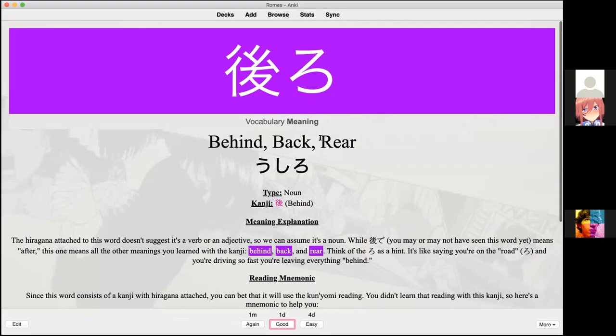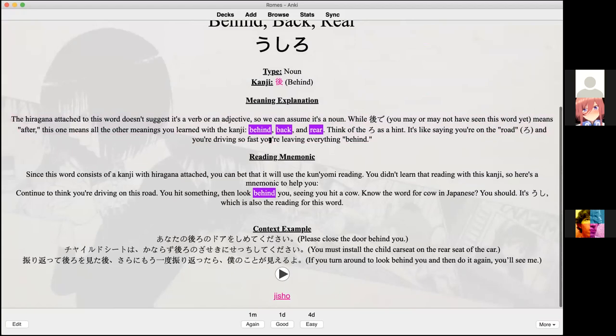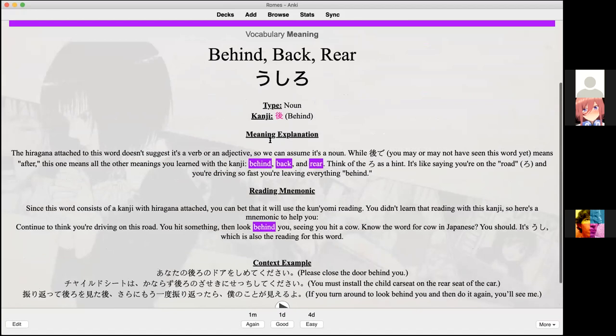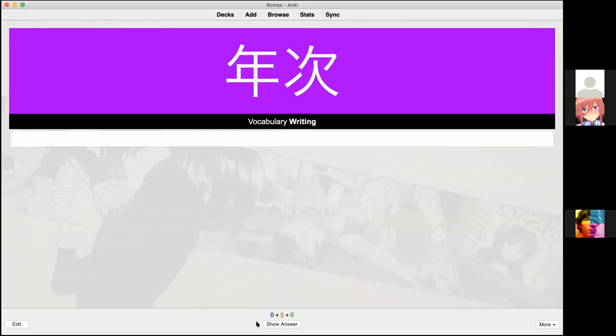But yeah, this is the kanji, and there are a lot of mnemonics for memorizing it, and the spaced repetition system built into Anki, which is the whole reason you're doing this, will ensure that you'll be seeing this again in the right amount of time for you to remember it perfectly as soon as possible.